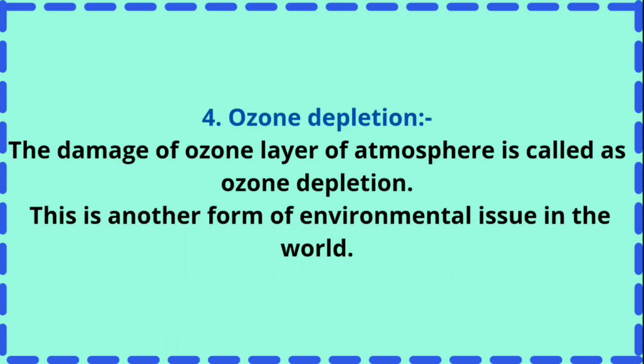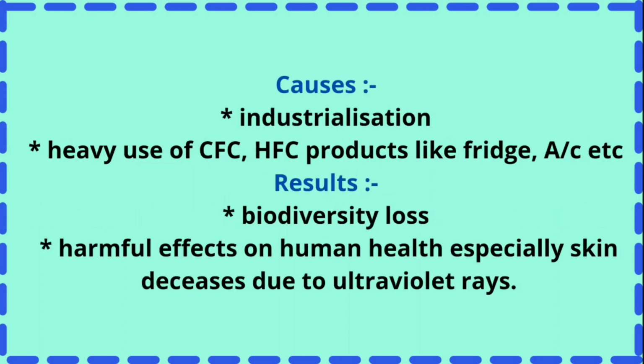Ozone depletion. What is known as ozone depletion? The damage of the ozone layer of the atmosphere is called ozone depletion. This is another form of environmental issue in the world. Causes: industrialization, heavy use of CFC, HFC products like fridge, AC, etc. Results: biodiversity loss, harmful effects on human health, especially skin diseases due to ultraviolet rays.